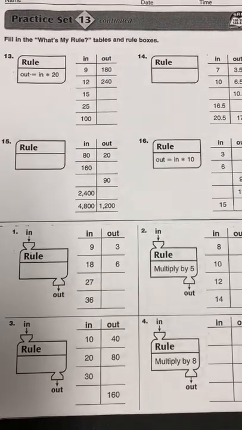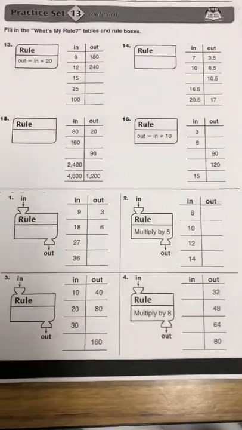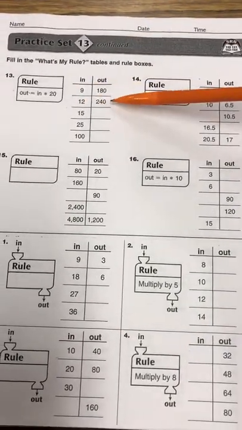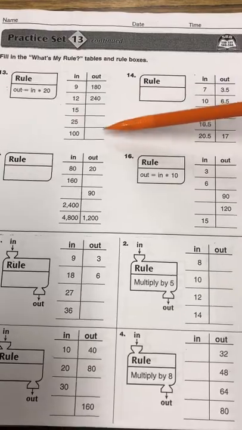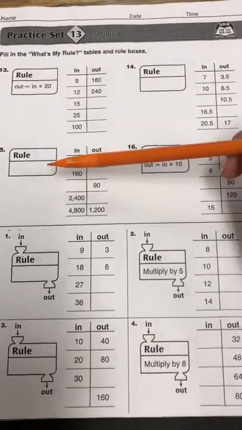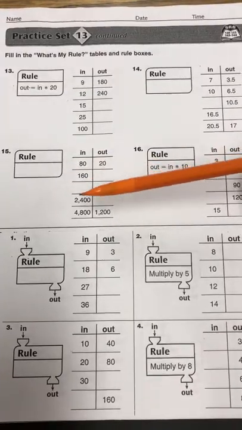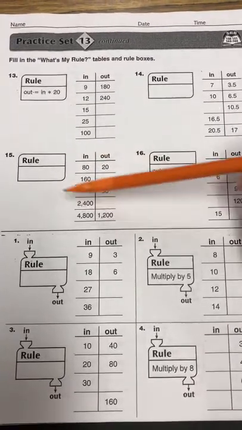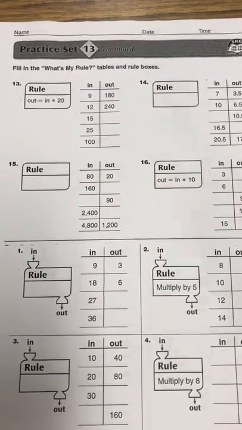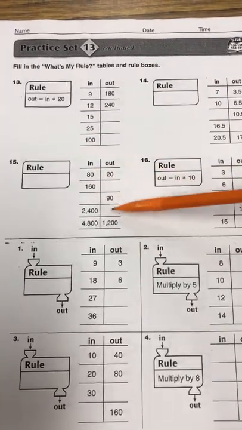All right, guys, let's look at some math today. We have some in and out charts. As you can see, some of them are missing the output side, some of them are missing the input side, some of them are missing the rule, and some of them are missing a little bit of everything, if you can look at that. All right, so our job is to figure out and fill in all of these little pieces.